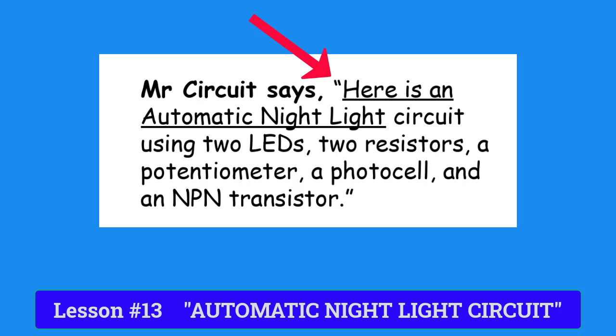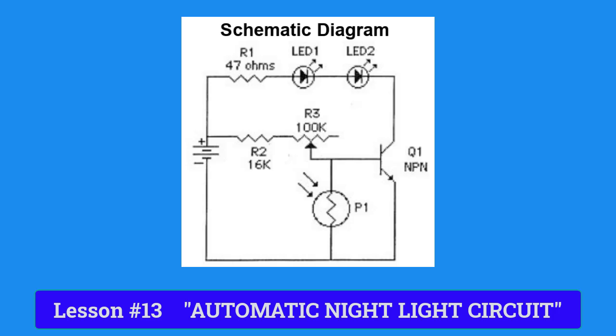In previous lessons in this book, you have learned all the schematic symbols shown in the automatic nightlight schematic. Please put a circle around the schematic symbol of the photocell on the schematic diagram at the bottom right-hand side of the page.